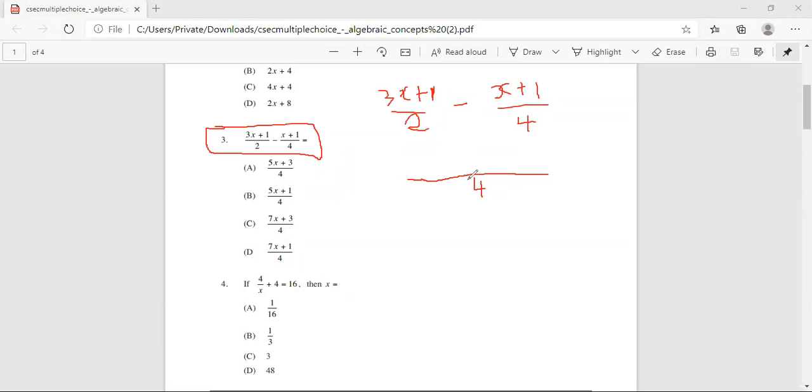So 2 needs to go into 4. 2 into 4 is 2, right? And this 2 is going to multiply what? The numerator, 3. Everything here, not 3 alone. Multiplying 3x plus 1. So it will be 6x plus 2. We put it here, and I'm going to expand it later.